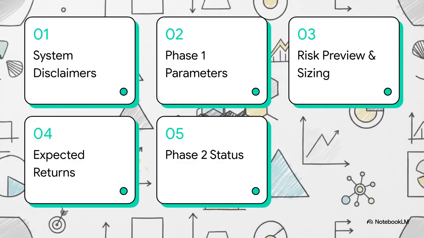Looking at our agenda, we'll quickly run through the mandatory system disclaimers, lay out the Phase 1 entry parameters, and then break down the risk and sizing. After that, we'll cover expected returns before checking out the current status of Phase 2.